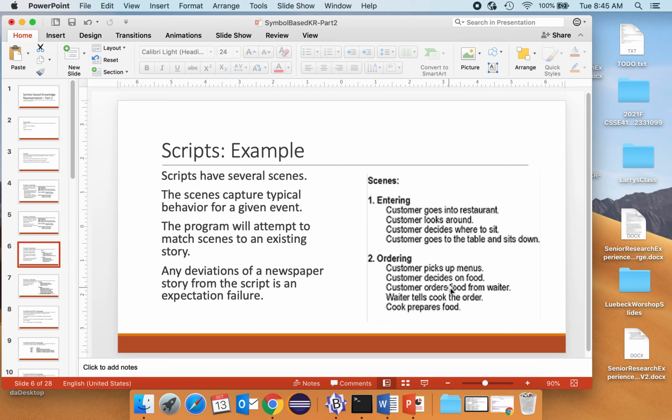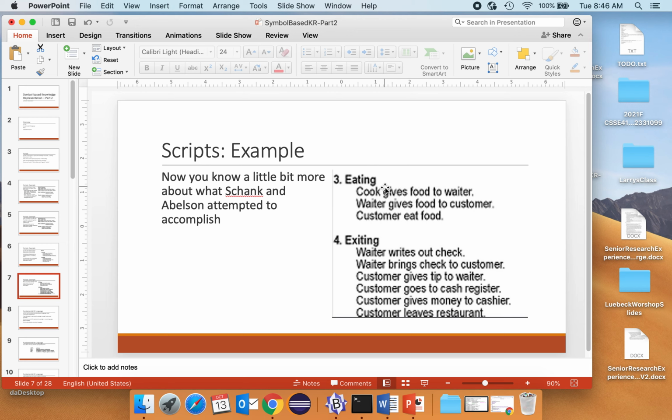So in any case, the customer orders food from the waiter, the waiter tells the cook the order, and the cook prepares the food. So again, in the story that I told you a moment ago, what was newsworthy about it is I didn't pick up the menu, I didn't decide on the food, I didn't order from the waiter. They all did that for me because they knew what I typically order in that particular restaurant. So helping us to determine expectation failures, violations, and so why is it newsworthy?